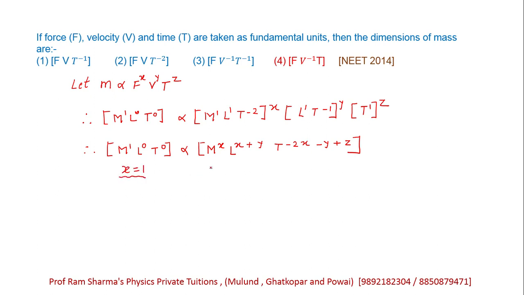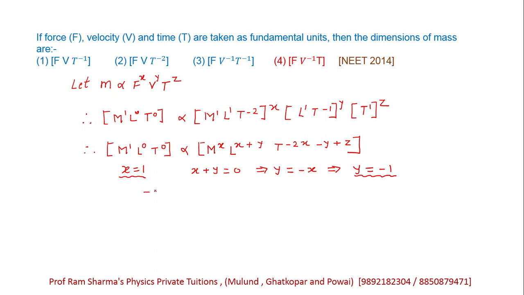Similarly, the power of L on the left hand side is 0 and the power of L on the right hand side is X plus Y. So I can write X plus Y is equal to 0, or I can write Y is equal to minus X, and we know the value of X as 1, so Y will be equal to minus 1. So we got Y as well. Now the only thing is Z we need to find. If we see the power of T on the left, it is 0, and the power of T on the right is minus 2X minus Y plus Z. So let's equate them as well.